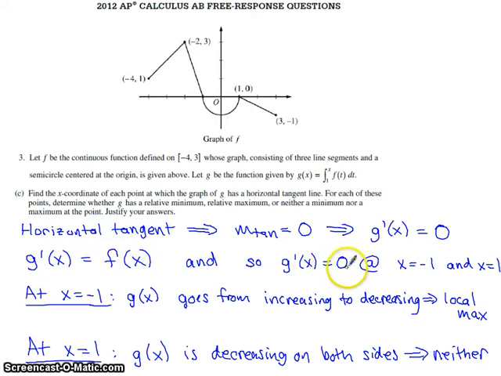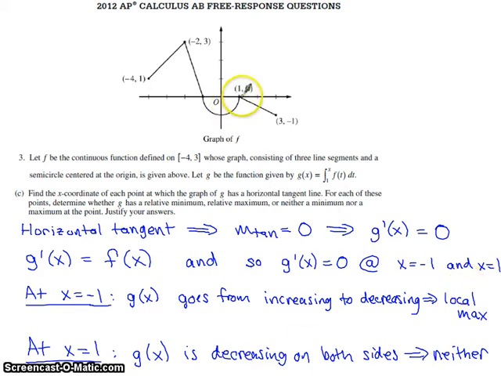And so g prime of x is going to be equal to 0 right here, where f of x is 0, and again right here, where f of x is 0 for a second time. And so g prime of x is 0 at -1 and 1. Since this graph of f really is a graph of g prime, f is positive to the left of -1 and negative to the right of -1, meaning that g of x goes from increasing to decreasing, positive derivative to negative derivative as we cross this value, leaving us with a local max.